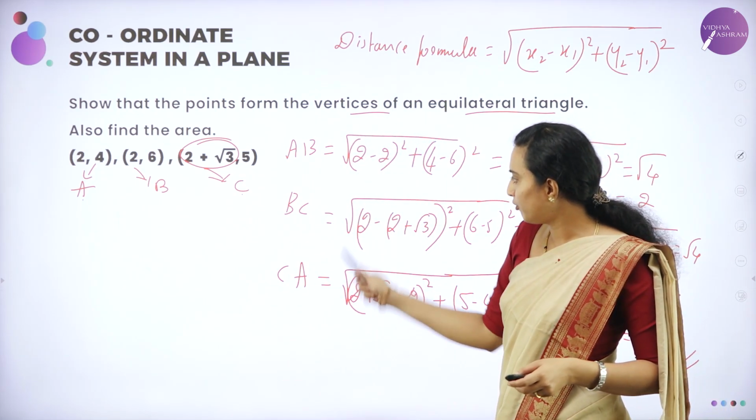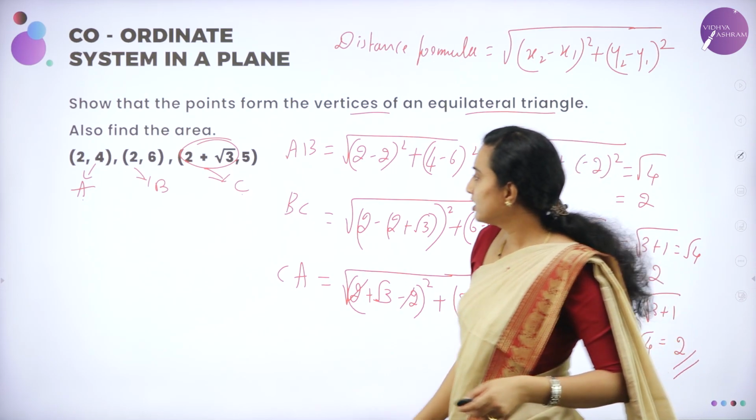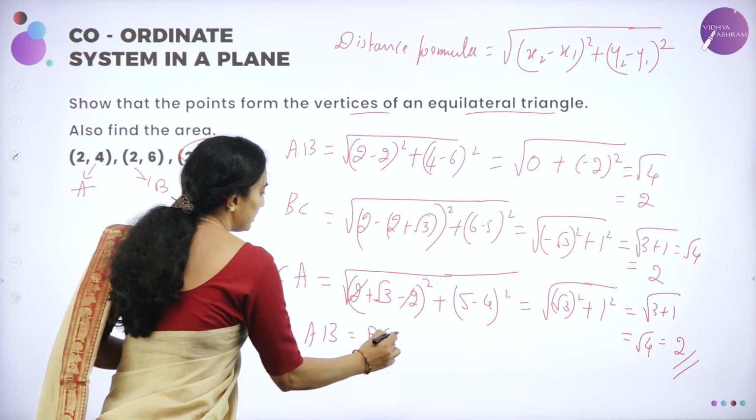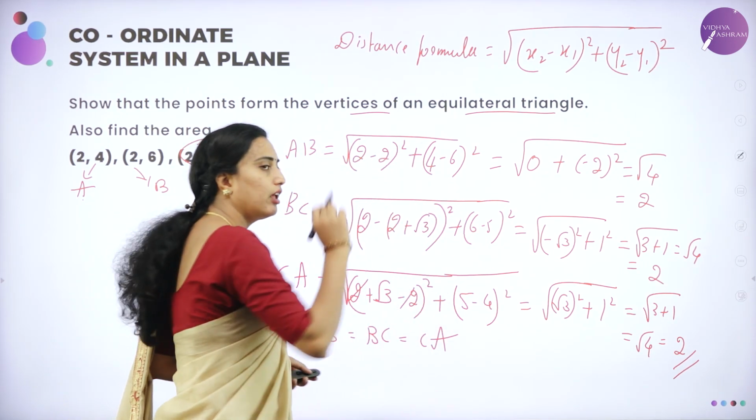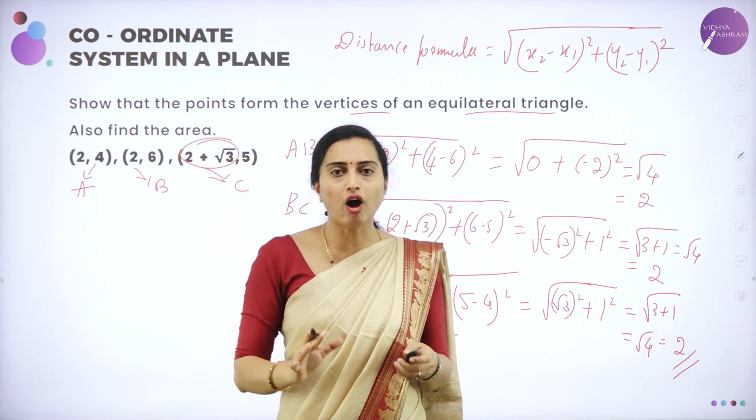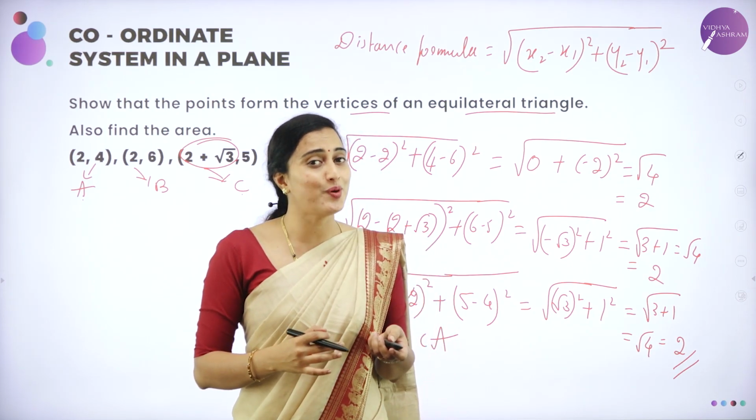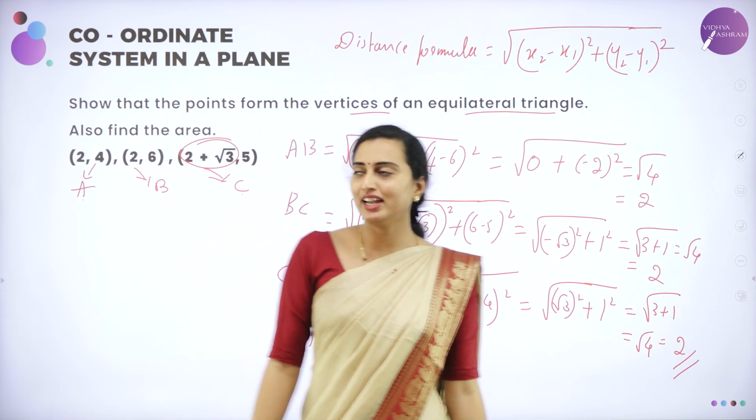We'll be moving on to what we need to conclude here. AB is equal to BC is equal to CA. Therefore, the points are said to form an equilateral triangle. That's it. You have to write that point. Okay, we'll be moving on to the next problem.